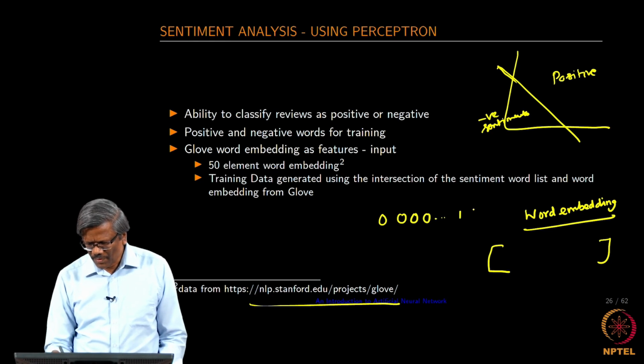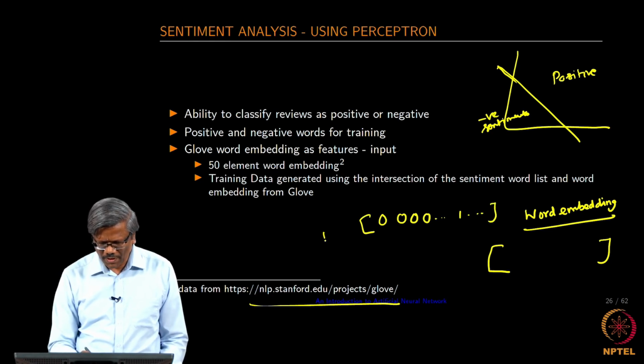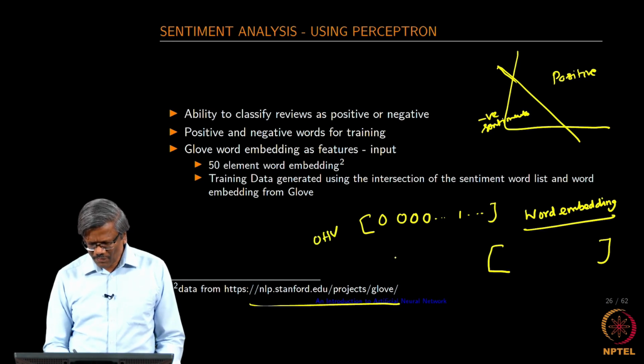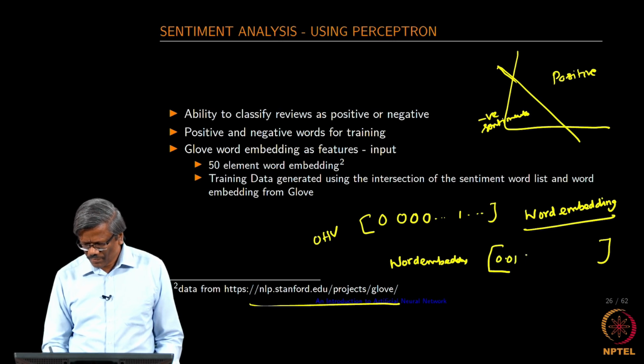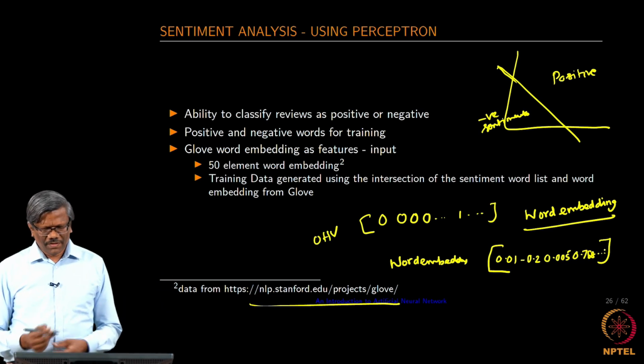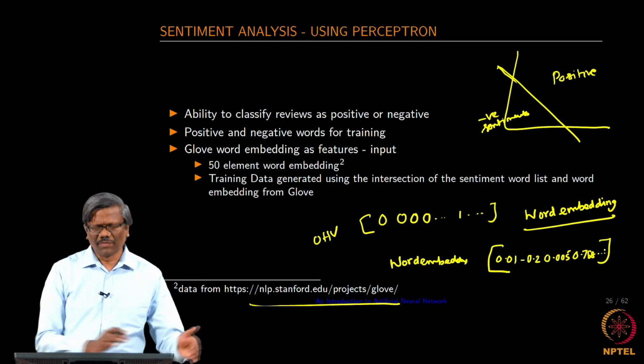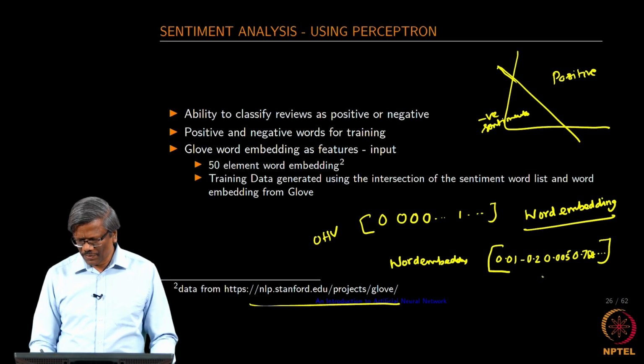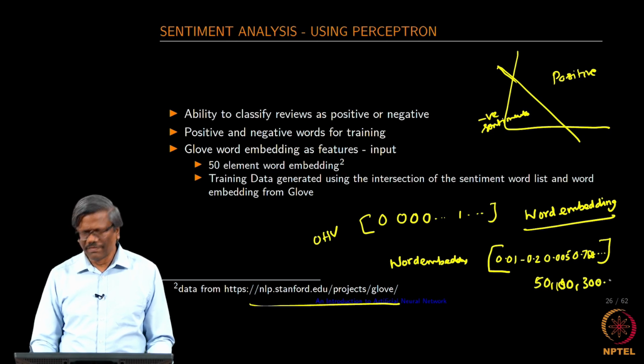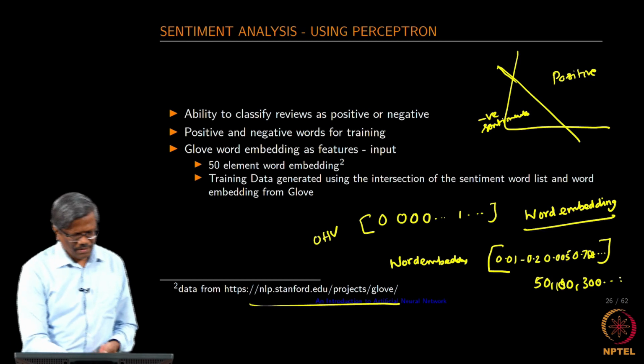If you take some positive word, so this is your one-hot vector, and then the word embedding for the same thing would be like this. Okay. So, this is a word embedding vector that contains about 50 elements. I am only taking the lowest possible, so that the computation can be done a lot faster. You have 50, 100, 300 dimensional word vectors available as part of the GloVe implementation.